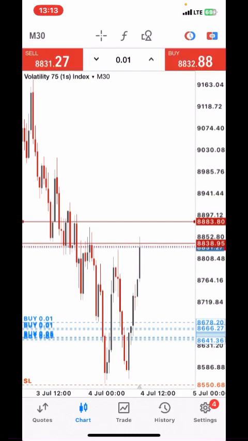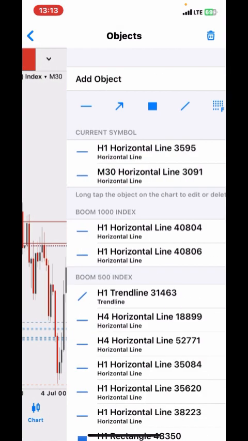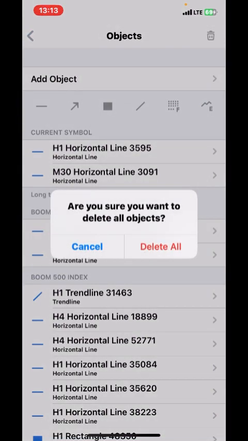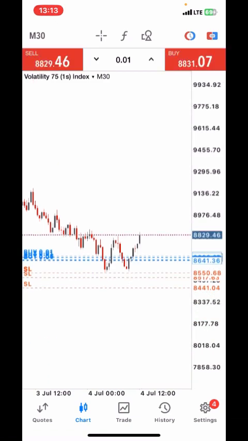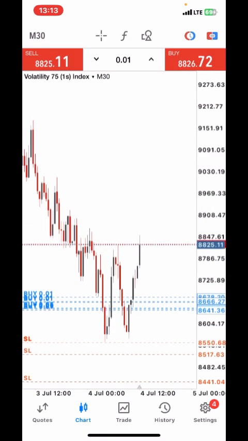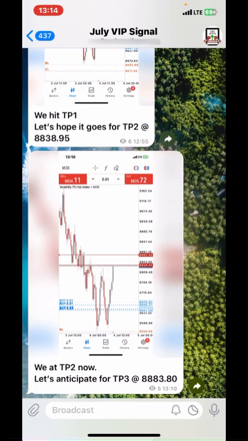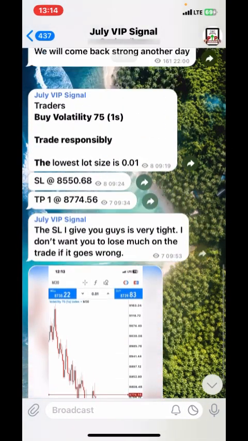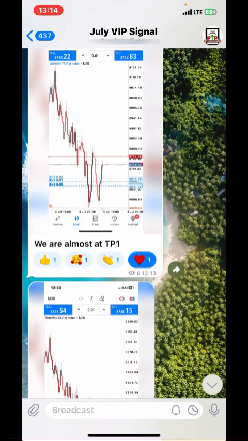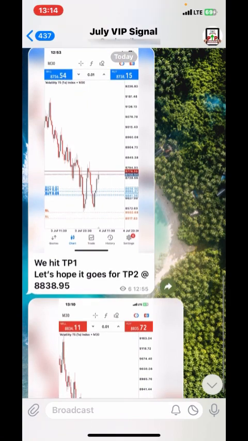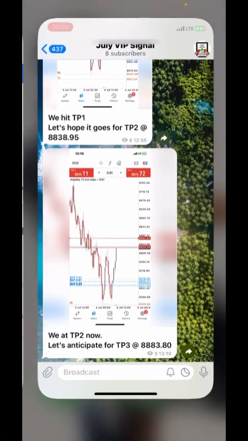Now, first of all, what I want to do is to clear all the objects that I've got. So I'll just clear all the objects. So I want to just begin a fresh analysis, okay? Now, if you get to observe, you'll see that I'm on this trade, and we're currently on the TP2, about heading to TP3, which I actually dropped the signal in the VIP group in the morning, okay? So here is when we hit TP1, and here we hit TP2 and head into TP3 actually, okay?